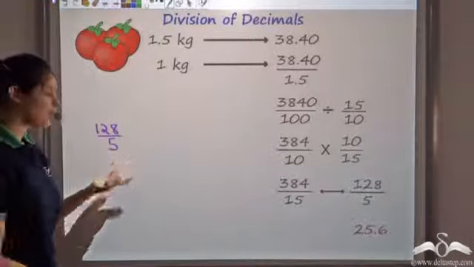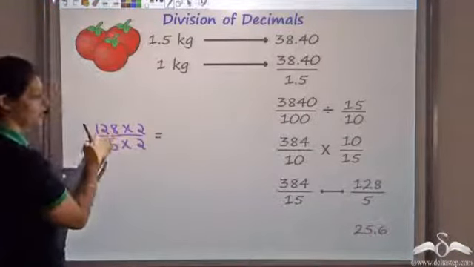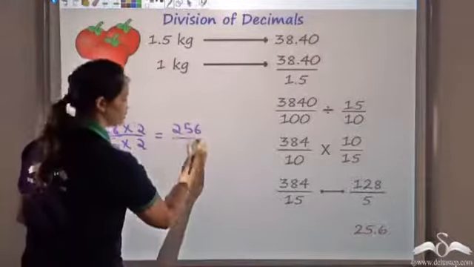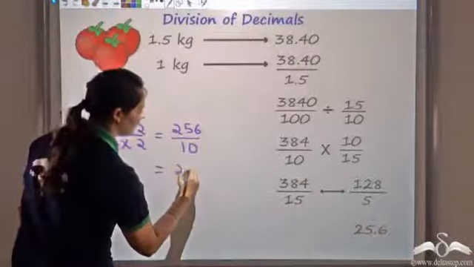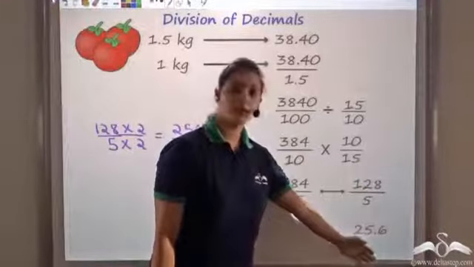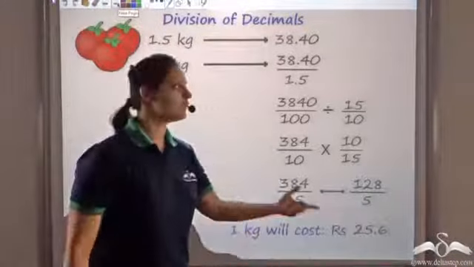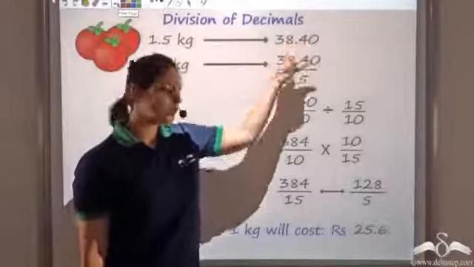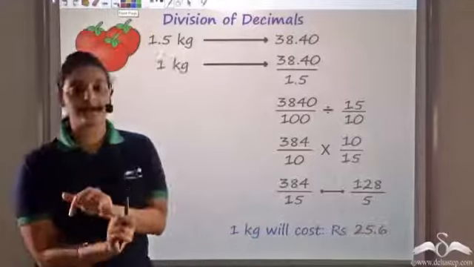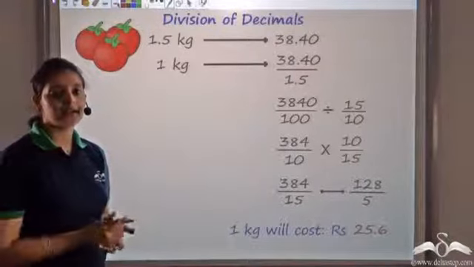Or else the other way is, you have 128 by 5, convert the denominator to a power of 10. So multiply both by 2. You get 128 into 2 is 256, 5 into 2 is 10. So you get 25.6. Follow either of the two. From the fraction, get back to a decimal number. So this is what 1 kg will cost you. If 1.5 kg cost you 38.40, 1 kg will cost you 25.60. That is 25 rupees and 60 paisa. So we've seen how to add, subtract, multiply and divide decimal numbers.